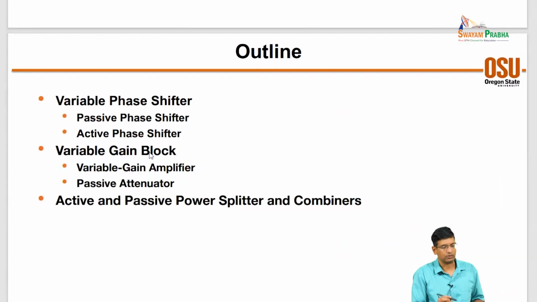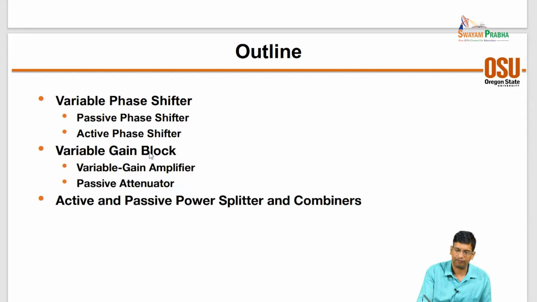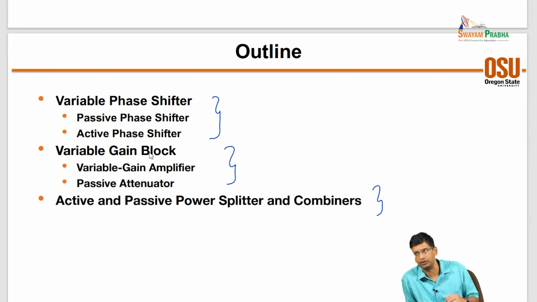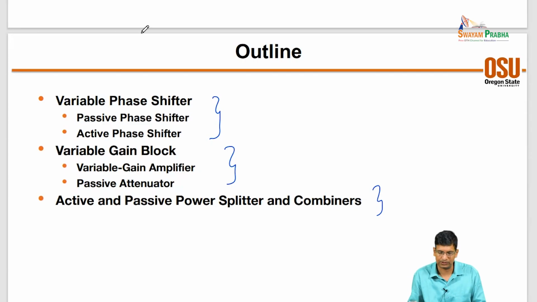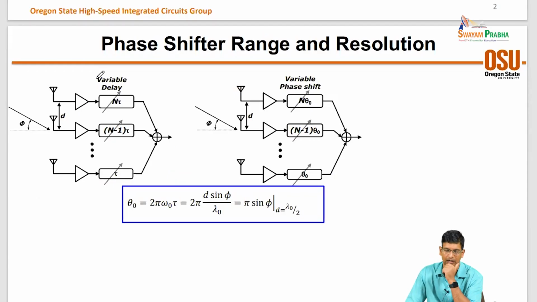So let's talk about the key building blocks that we have in an array, right? So low noise amplifiers and power amplifiers we will do next because they are common to all millimeter wave transceivers. But the effective blocks that we are adding because we have built a phased array are phase shifters, variable attenuators, and signal combining, right? So we'll go over topologies for phase shifters and topologies for attenuators and combiners that we use at millimeter wave, right? So the first question is, okay, how much phase shifter range and resolution do I need, right?